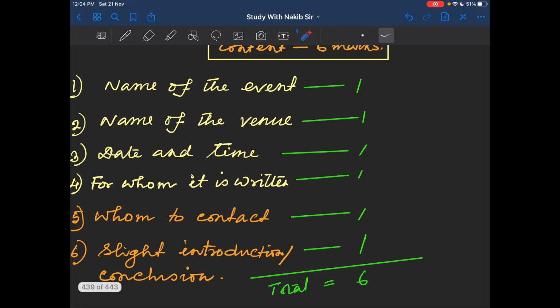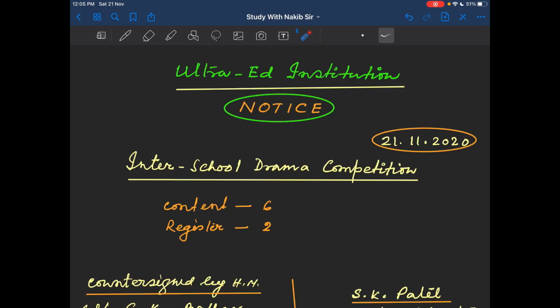Now your work is half done. Now pick up the points one by one and write at least 1 sentence for every point. Okay, now see the form first. Ultra Ed Institution. This is the name of the school, and this is the format of the pad on which the notice is generally written.